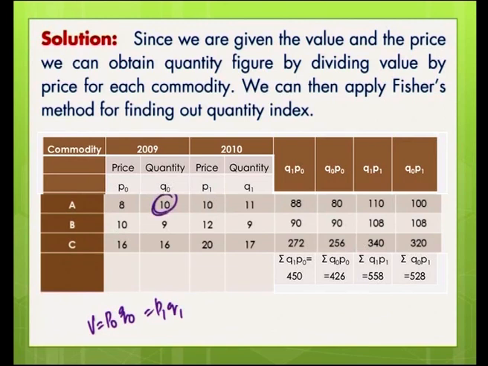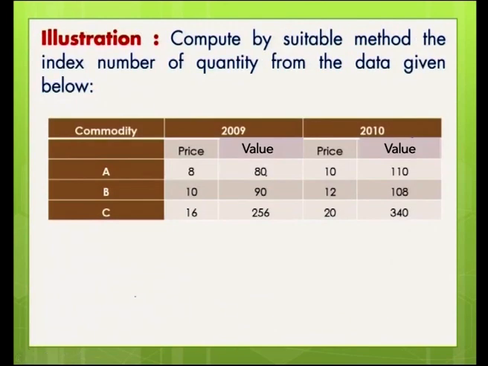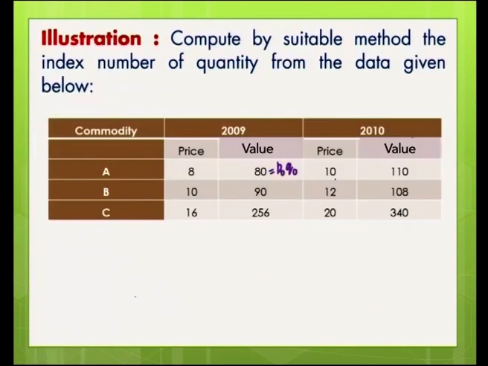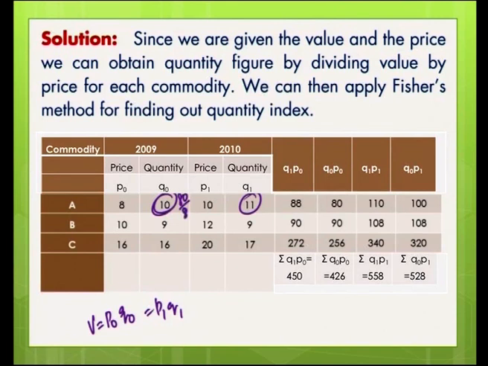So, for example, how is this 10 obtained? In the previous slide, the value is 80, which comprises P0 Q0. If you want the Q0 value, 80 divided by 8 gives you 10. Similarly, 9 is computed. Similarly, next is computed 110 by 10. So, this is 80 by 8 and this is 110 by 10. Likewise, it is calculated, and these are P0 Q0, P1 Q1. Now all the tabular columns, you can represent as small letters. So Q1 P0 and Q0 P0, Q1 P1, Q0 P1, everything is computed.